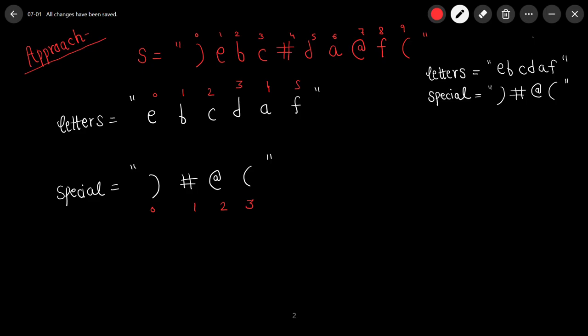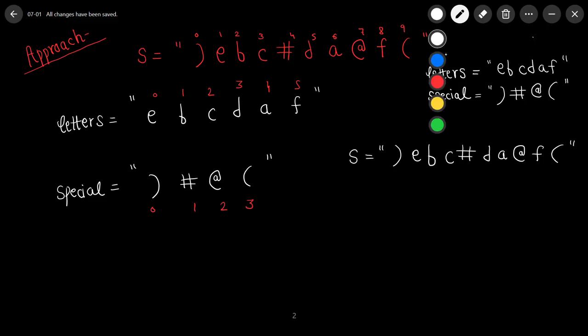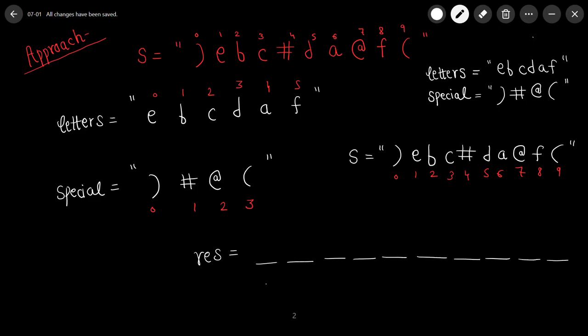And let me write the original string also. C # D A F, and index it as well. 0, 1, 2, 3, 4, 5, 6, 7, 8, 9. So the result is also 10 characters. 3, 4, 5, 7, 8, 9, 10. Perfect.